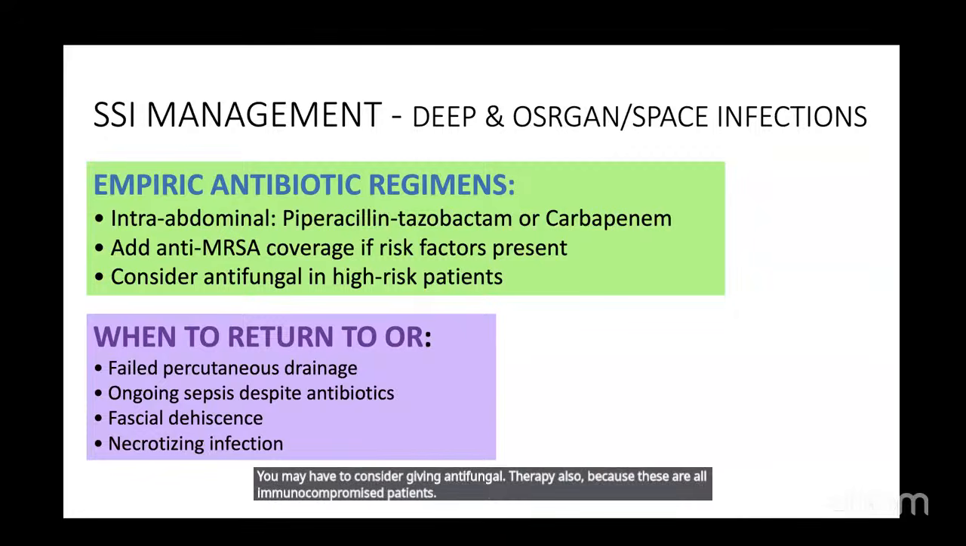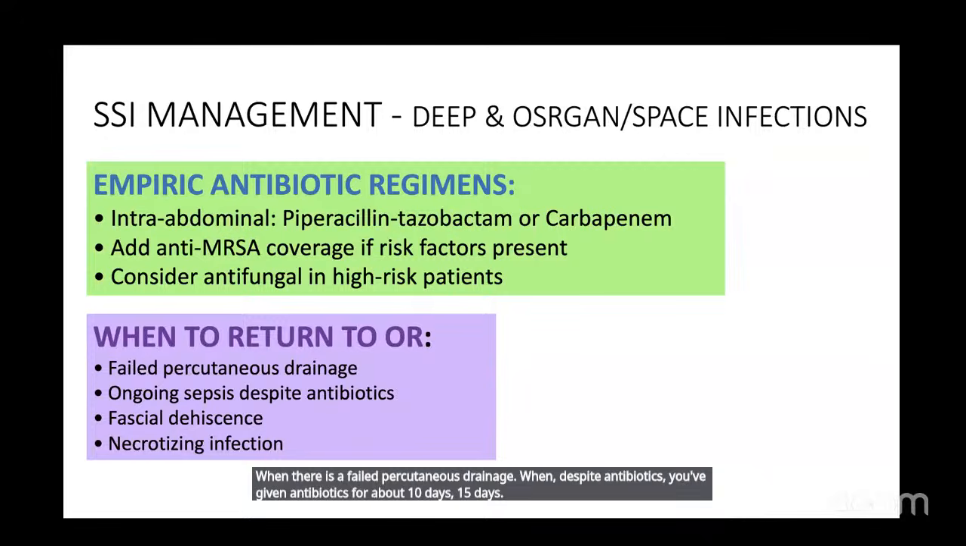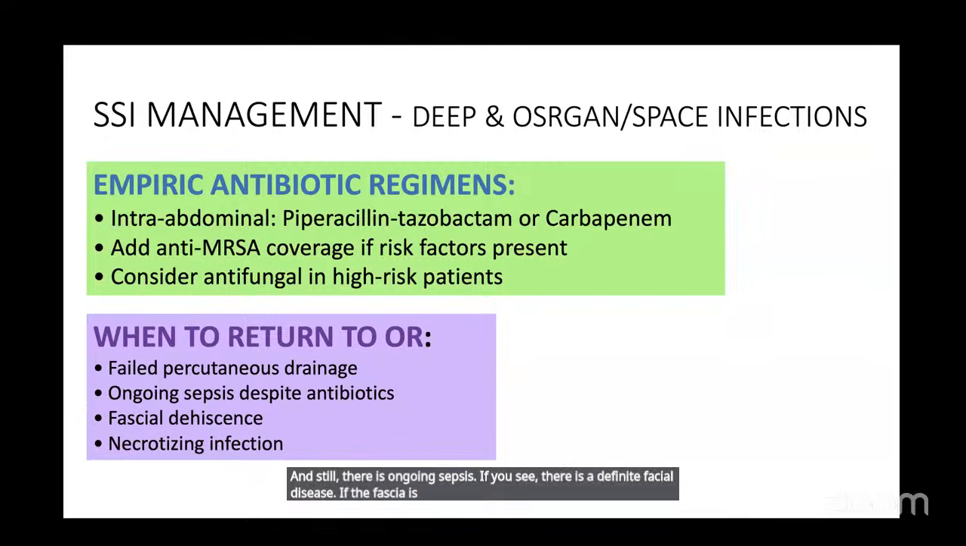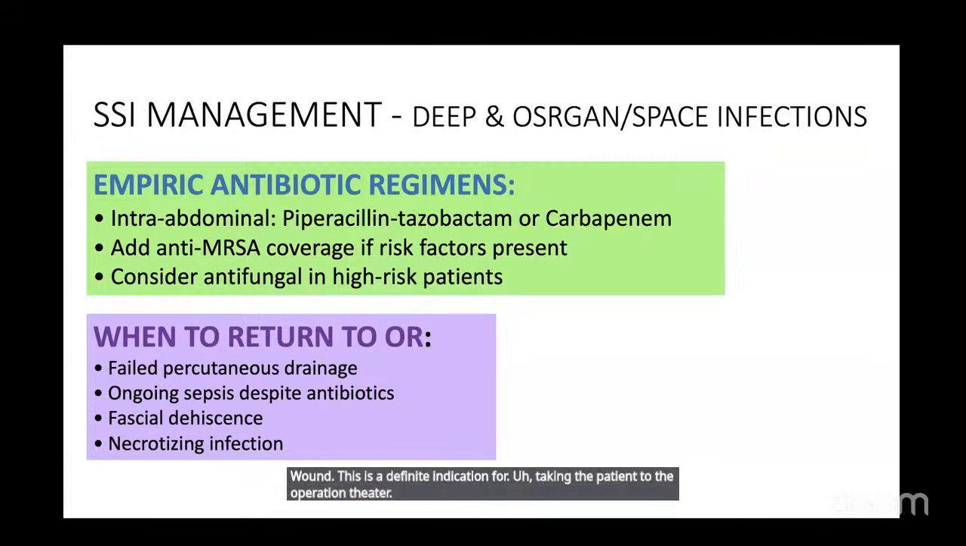When you have an organ space infection, you may treat it in the ward, but invariably you may have to take it to the operation room. When do you take it? When there is a failed percutaneous drainage, when despite antibiotics, you've given antibiotics for about 10 days, 15 days, and still there is ongoing sepsis. If you see there is a definite fascial dehiscence, if the fascia is opening up and the organs are coming out of the wound, this is a definite indication for taking the patient to the operation theater. And if there is a necrotizing infection.